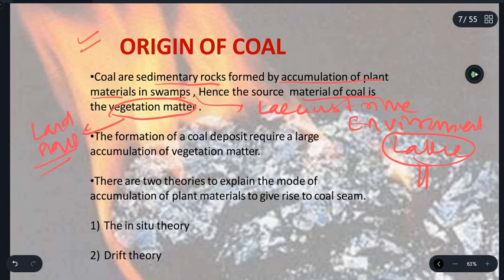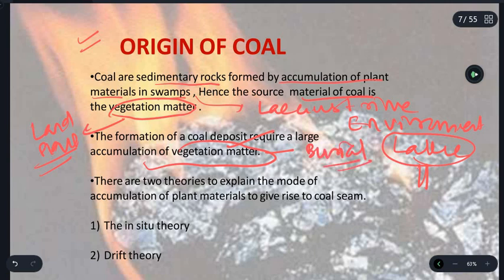The formation of coal deposits requires a large accumulation of vegetation matter. The vegetation matter is buried, and it takes a large amount of time, like millions, billions of years, gradually for the burial.